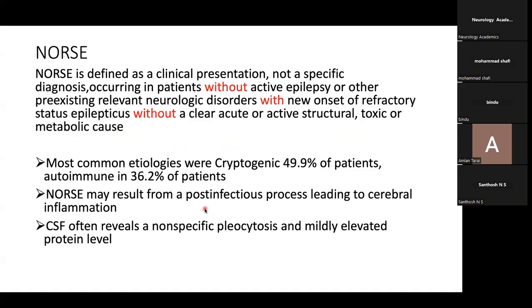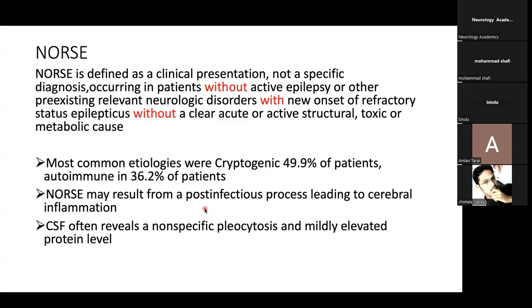Disorder with new onset of refractory status epilepticus without a clear acute or active structural, toxic or metabolic cause. Most commonly, the etiology is cryptogenic, in around 50% of cases, and autoimmune in 36.2% of patients. NORSE may result from a post-infection process proceeding to cerebral inflammation. CSF often reveals a non-specific pleocytosis and a mildly elevated protein level.